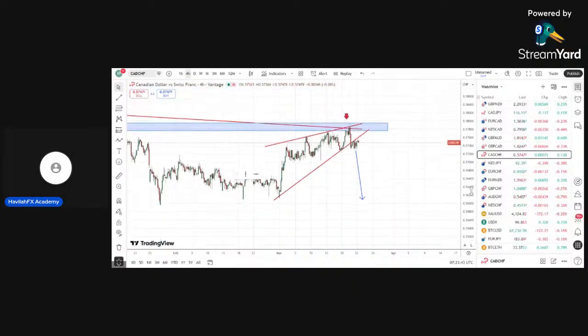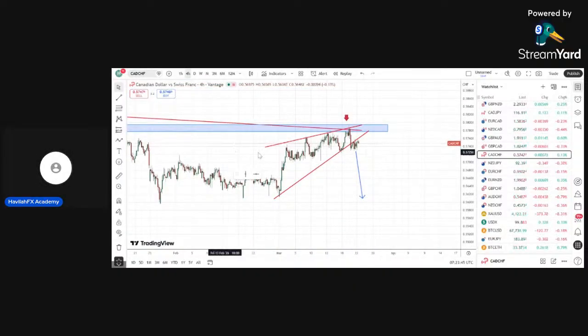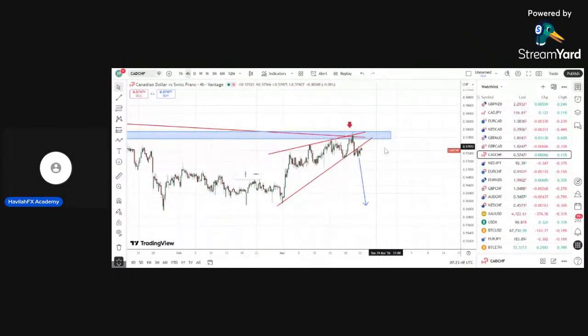Now, I've been bearish on this since last week. You can see that's my analysis from last week, so this analysis still holds. I'm still very bearish on the CAD CHF.